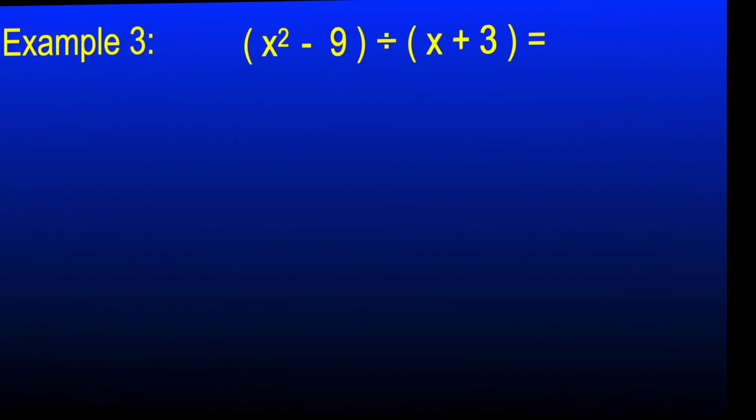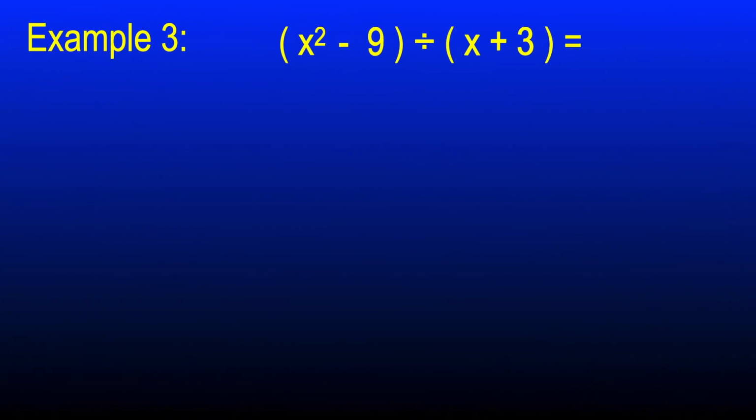Example number 3. Quantity x squared minus 9 divided by quantity x plus 3. So, i-rewrite natin using the algorithm. Ayan. Meron tayong missing term. So, isulat natin yung missing term.